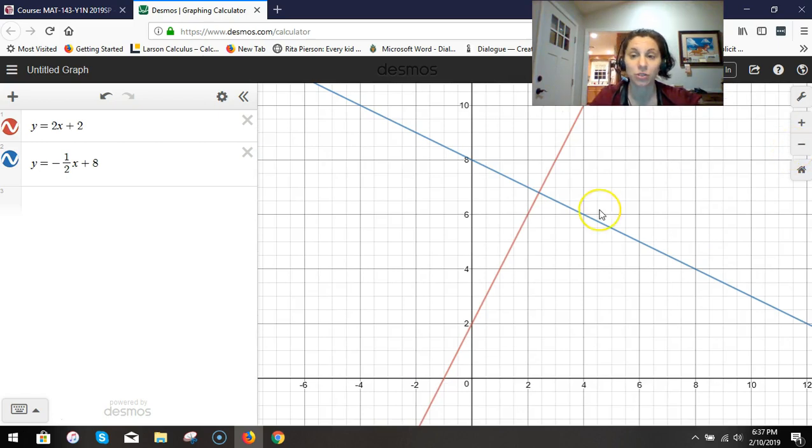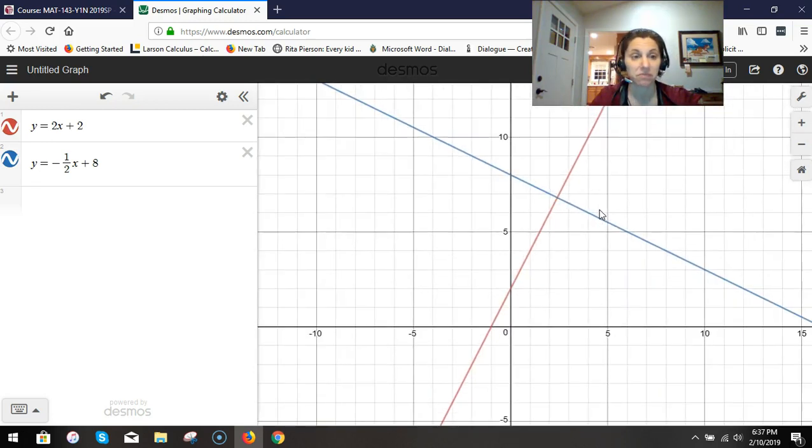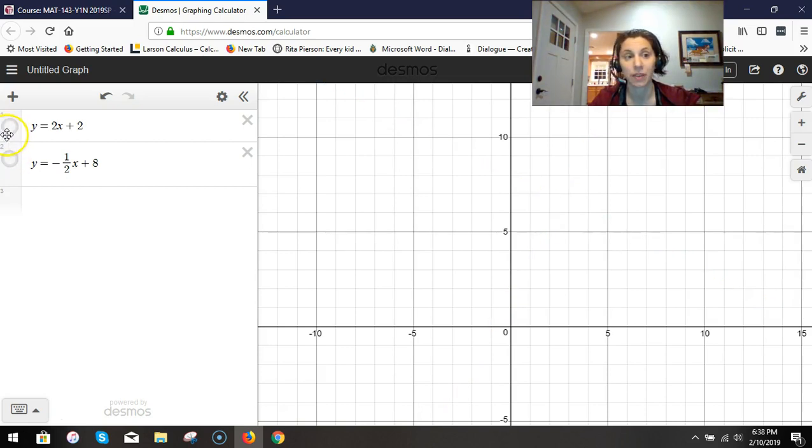I could also just use the mouse pad or the scroll wheel if you have an older mouse. If you don't want to look at both at the same time, you can turn one off. So let's say I have these both on, but I only want to concentrate on the red line right now. I can click on that blue and it disappears, but then I can click it back on and turn the red one off if I want, or I can turn them both off. I'm going to turn the red line back on.